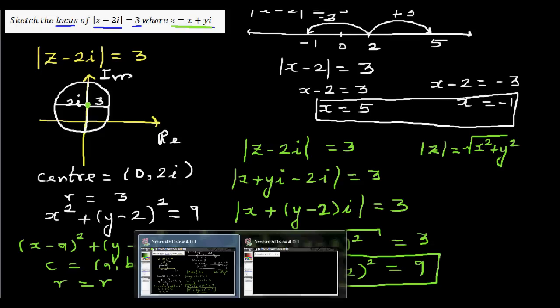Okay, so let's look at one more question. Sketch the locus of modulus of z minus 2i is equal to modulus of z plus 1 minus i. So let's first do it graphically, and then we'll do it algebraically. Let's understand what this means. Here we are asking about the complex number at a distance of 2.